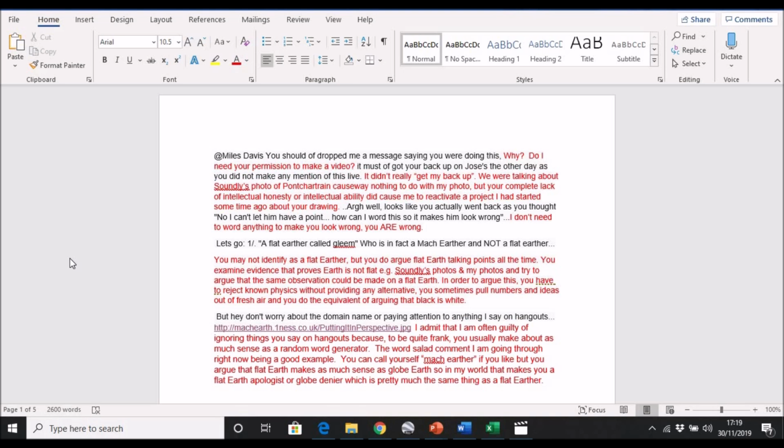It did prompt me to have a look at his diagram again and to restart the project, making a little video about it, which I had started over a year ago and decided it wasn't worth the time or effort at that point. So as I say here, it didn't really get my back up. We were talking about Soundley's photo of Pontchartrain Causeway, nothing to do with my photo, but your complete lack of intellectual honesty or intellectual ability did cause me to reactivate a project I had started some time ago about your drawing.